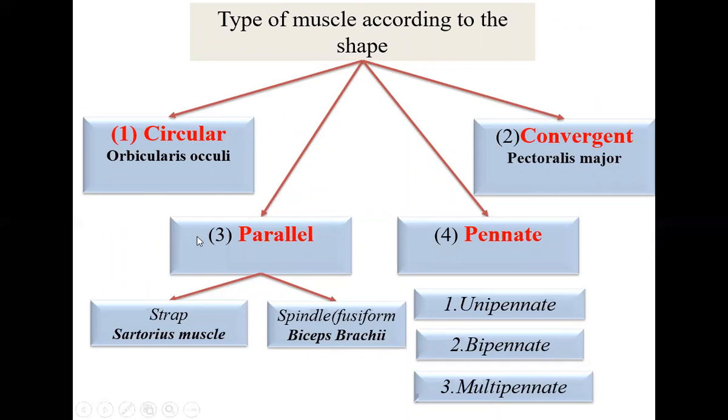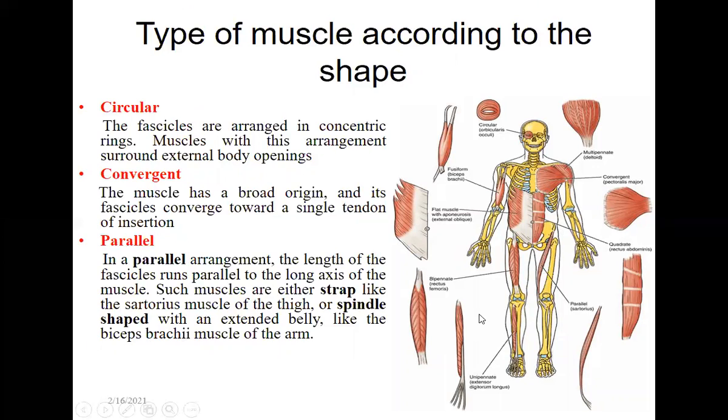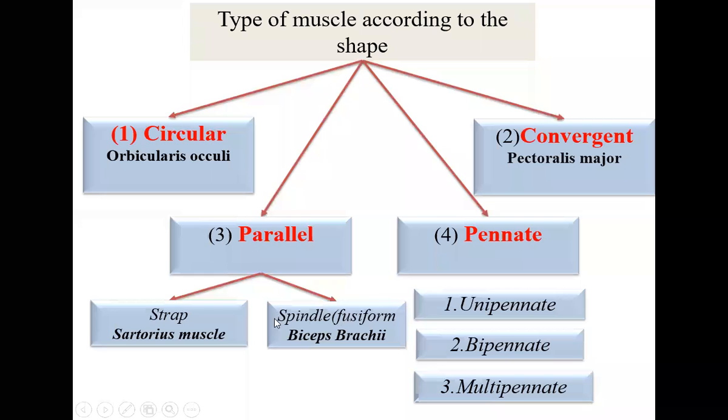Then there are muscle fibers which are parallel to each other. So these are types of muscle fibers. There are muscles which are parallel. They are called strap muscles, like the sartorius muscle, a muscle here in the thigh. This is the example for the parallel muscle, called sartorius. So this is the example for the parallel fibers, as well as spindle fusiform, like the biceps brachii.